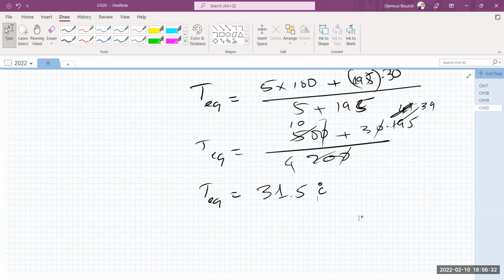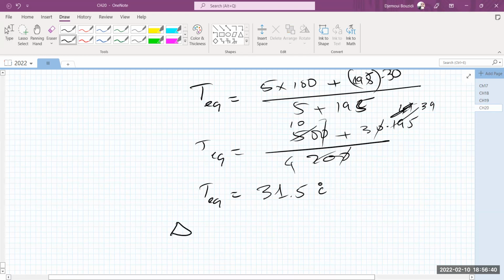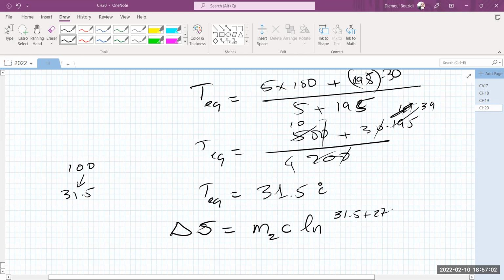And calculate the net entropy change. That is the key question in here, okay? So let's find delta S for the entire system. Delta S for the entire system is equal to M2 C ln of T final for the first one. Remember, it was 100, it dropped to 31.5. So the final one is 31.5 plus 273 divided by 373, okay?